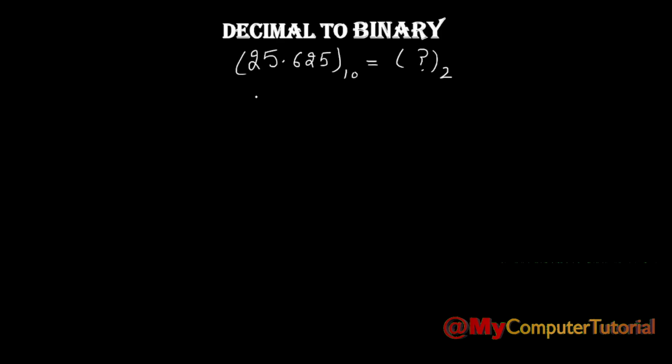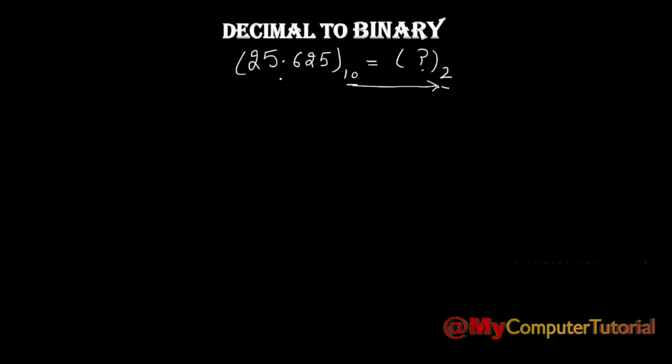In this video, we are going to convert a given number in decimal to the number in binary, that is base 10 to base 2. So we want to go from base 10 to base 2. The number has a fractional part: 25 is the whole part and 0.625 is the fractional part.